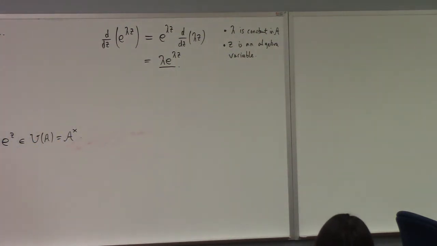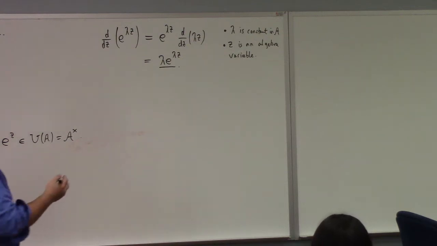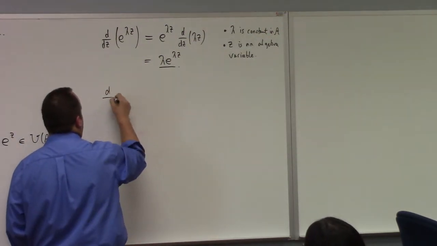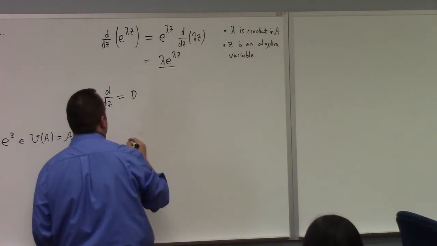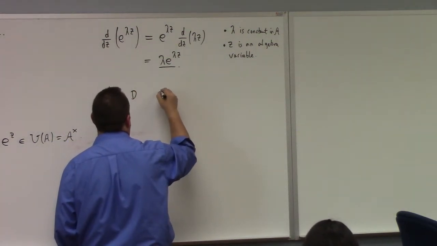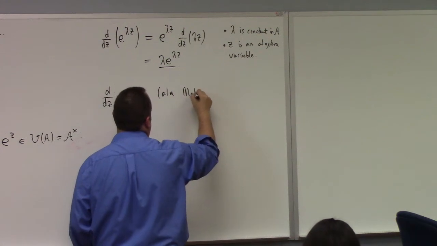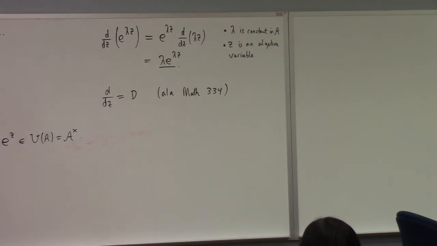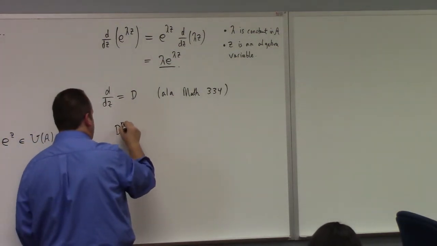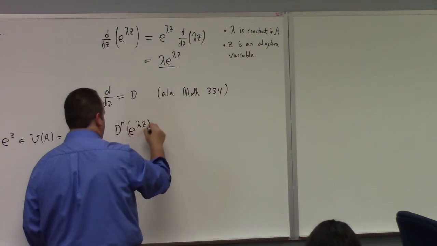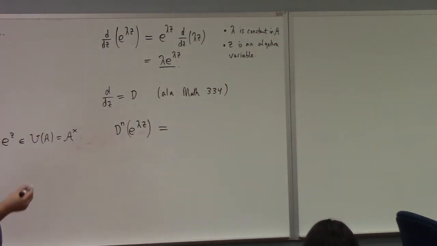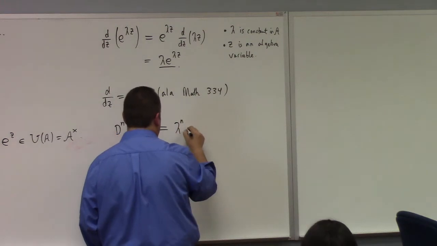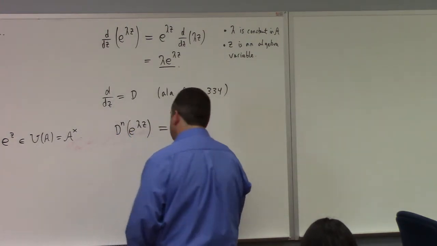And what happens if we differentiate the exponential function n-fold times? What if I say d dz is equal to big D? If you've had differential equations, you're familiar with the big D notation for differentiation, right? Well, let's go down that road. So what would D to the n acting on e to the lambda z be? Lambda to the n, e to the lambda z. Very good.